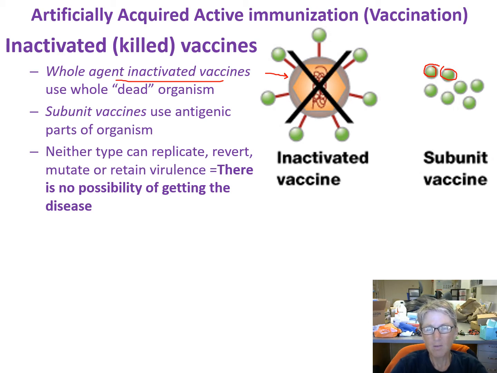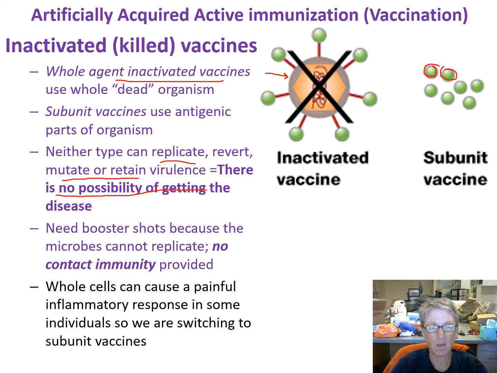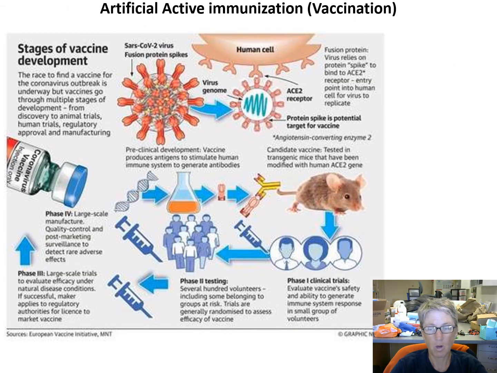Neither an inactivated nor a subunit vaccine can replicate. They can't revert to their old virulent forms. They can't mutate. They can't retain any of their virulence. There is absolutely no possibility of getting the disease if you use one of these types of vaccines. But because these microbes can't replicate, there's no contact immunity. And you have to get a booster shot.